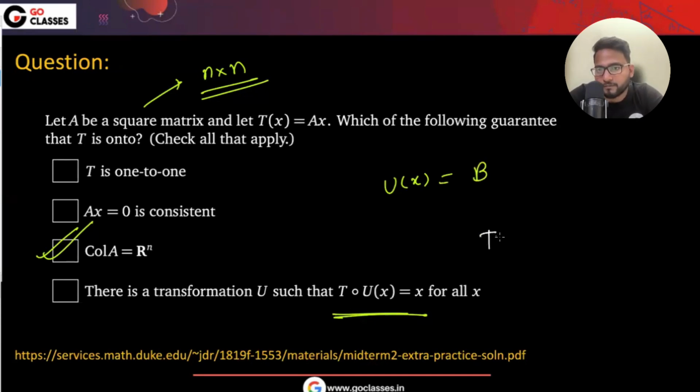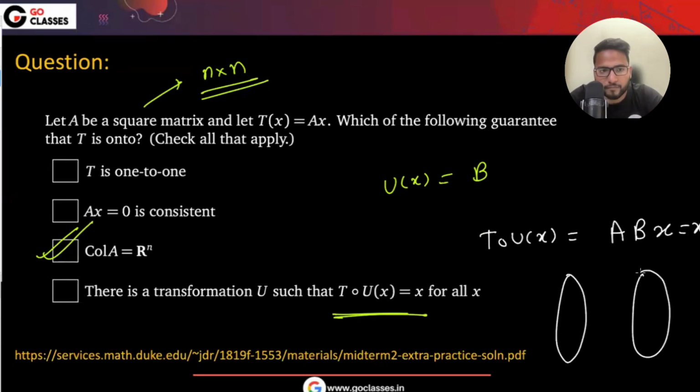So it will be, it means A and B are inverse of each other, right? So what they're saying is that, let's just try to understand. So it is a square matrix, by the way.